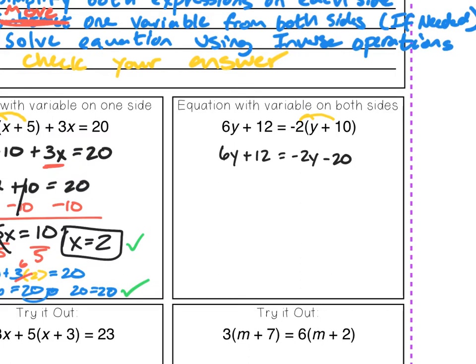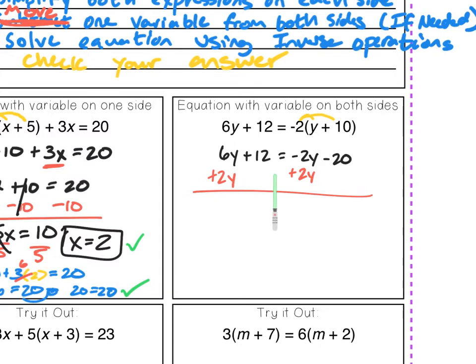Now, it doesn't matter how you do it, but I personally prefer to try and keep my variables positive. So what that means when I look at these is instead of subtracting a 6y, I would try and move the 2y so that I can keep y positive. Well, how do you undo subtracting 2y? You add 2y, but if you do it to one side, you've got to do it to the other side.